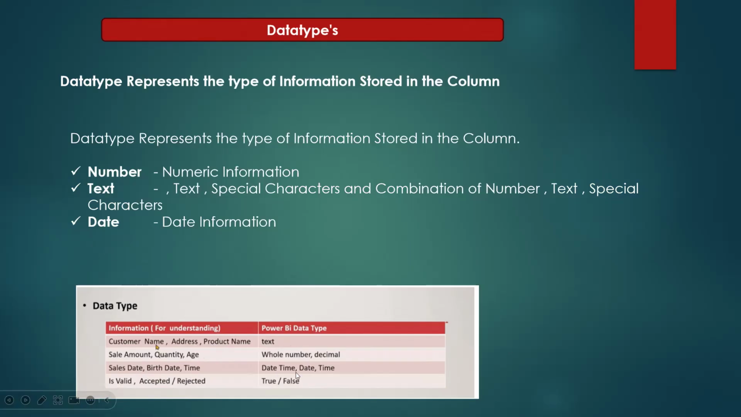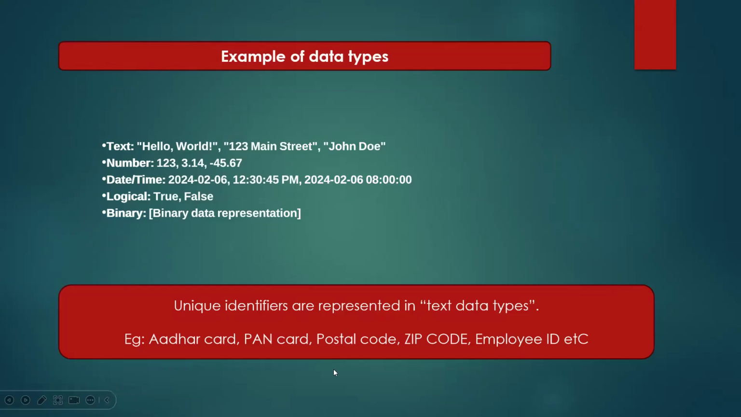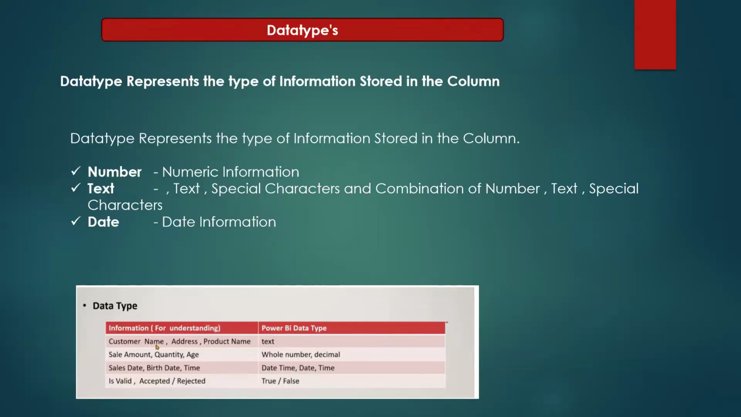Sales date, birth date, time. We can call it date data type or time data type or date-time data type. And for is valid, accepted or rejected, true or false, we can give the data type as true/false or logical data type that you will mention. So this is the importance of the data type that you will be using over here.